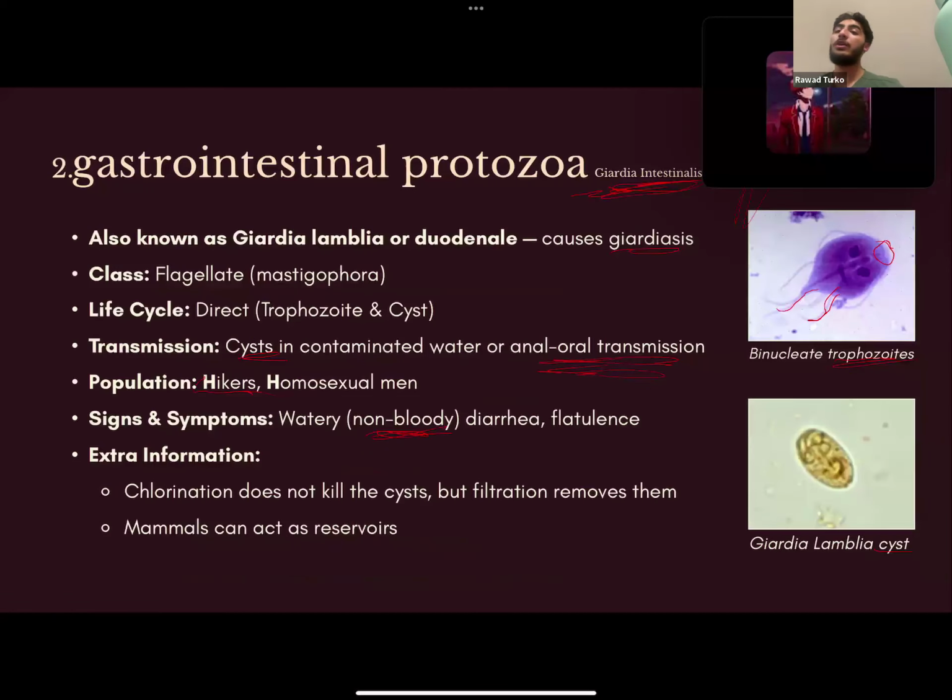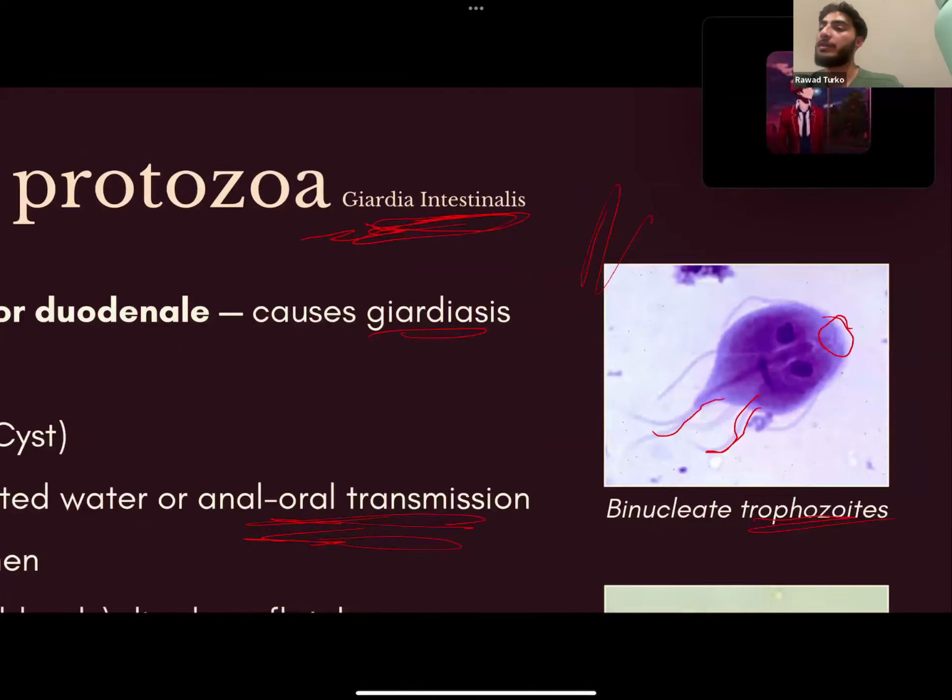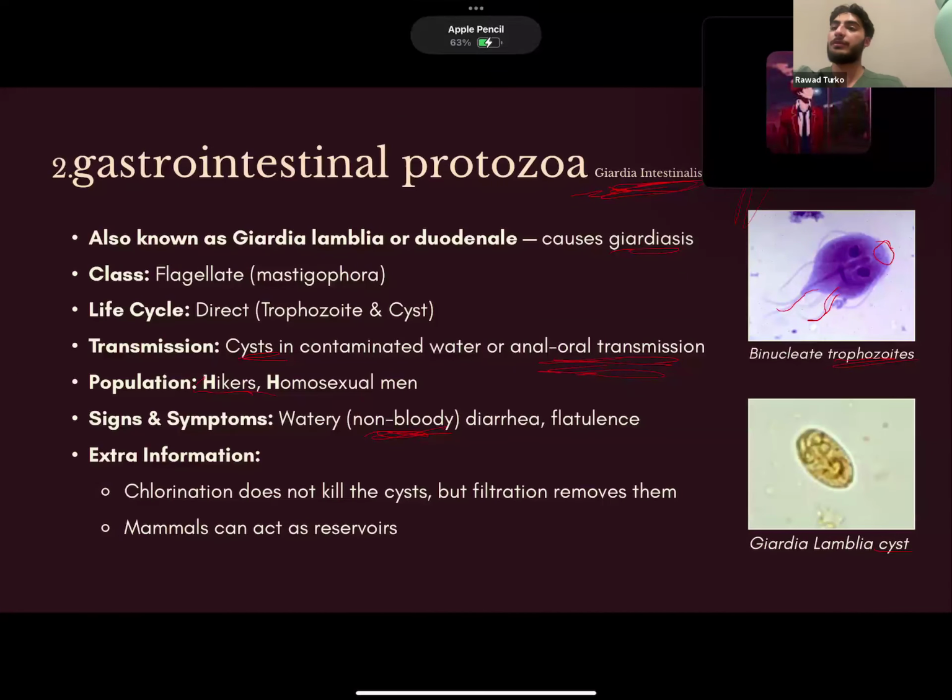Okay, it's important to know what these trophozoites and these cysts look like. So the trophozoite has two nuclei, as you guys can see right here. These are both nuclei, right here. I'm not sure why the pen is not working. So again, these two nuclei are in the trophozoites, and this is what the cysts look like. It's more oval in shape. The Giardia lamblia cyst. It's important to know what these look like, by the way.